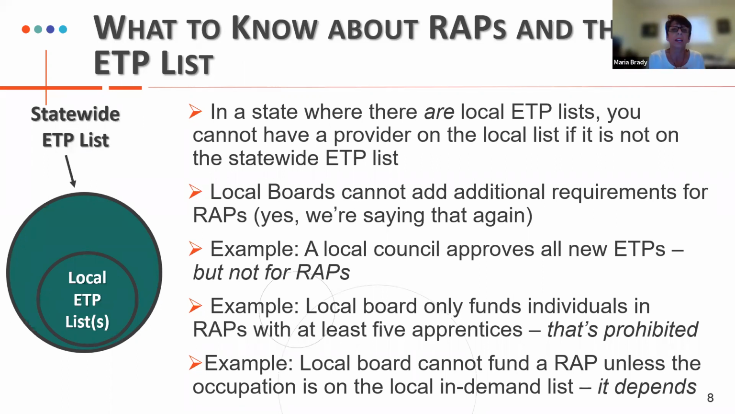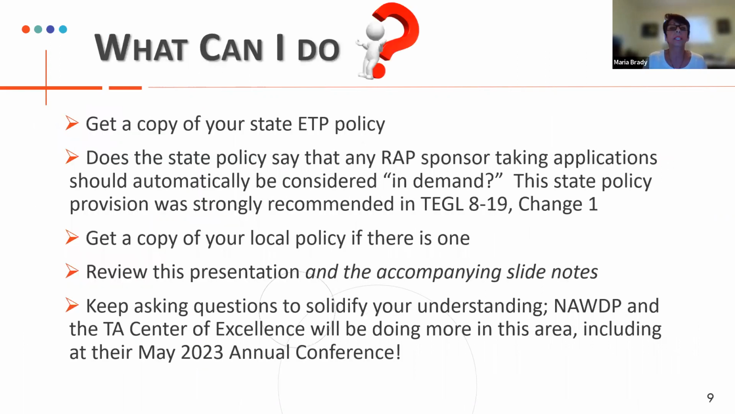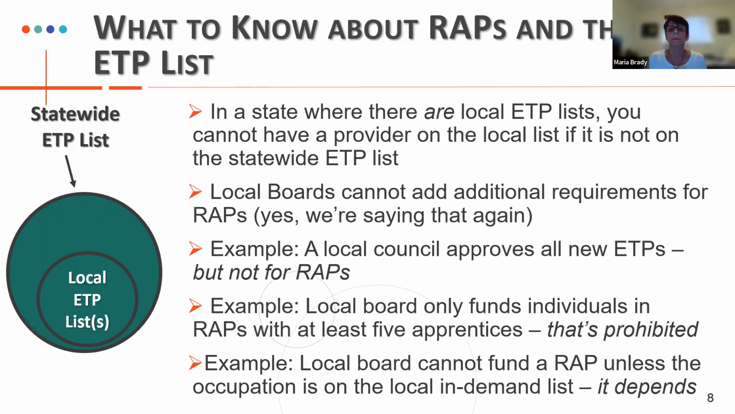Okay, now the last one, a local board can't fund a registered apprenticeship program unless the occupation is on the local in-demand list. Now that gives me heartburn. And it depends, and I believe, actually, let me go back. We have a recommendation. It's not a requirement.